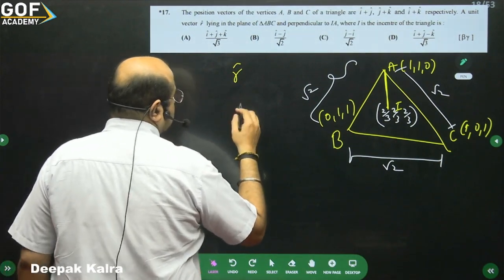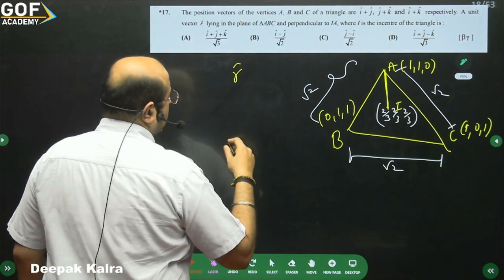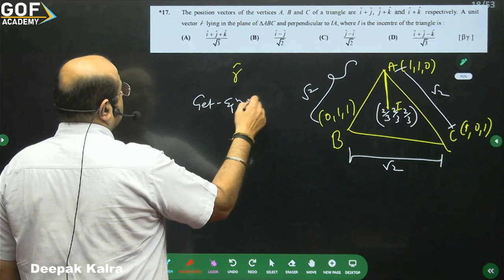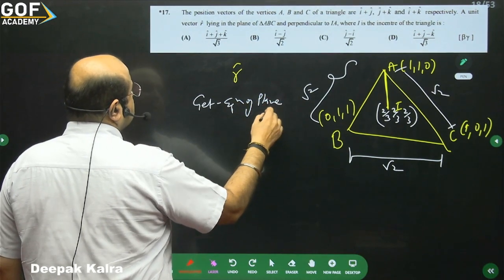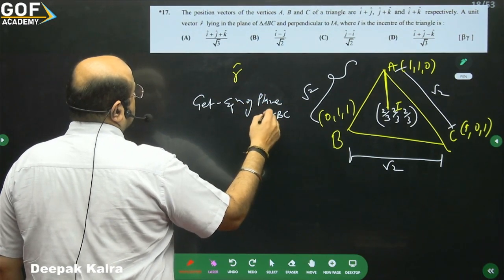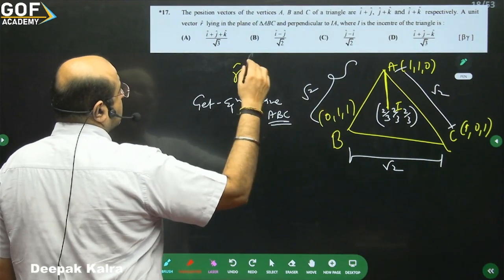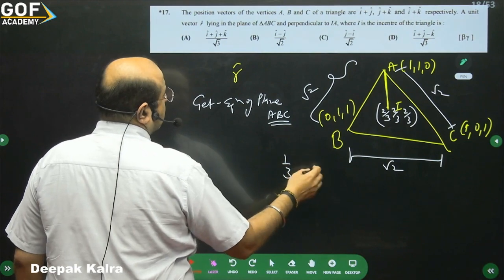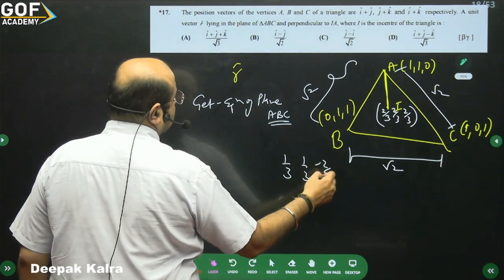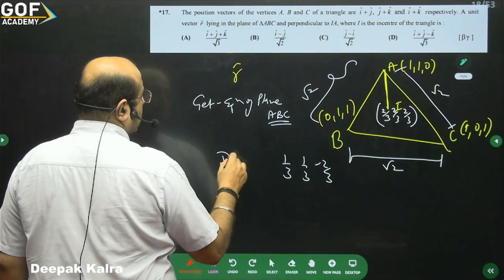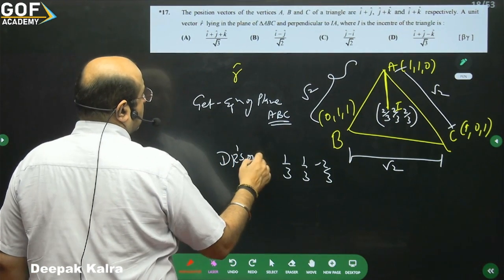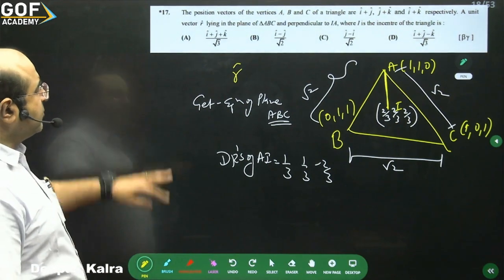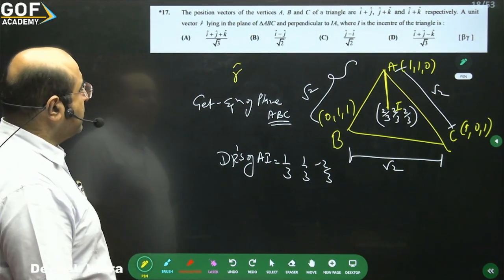STP of ABC, or get the equation of plane ABC, and this you know is nothing but 1 by 3, 1 by 3 and minus 2 by 3, the DRs of AI. So the dot product, you have to see, will be equal to 0.